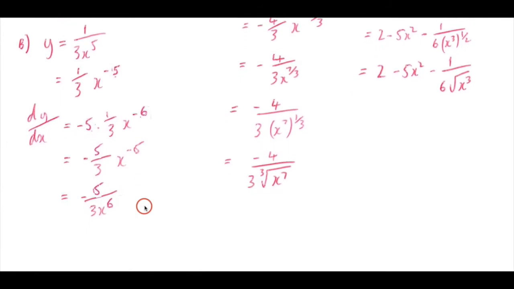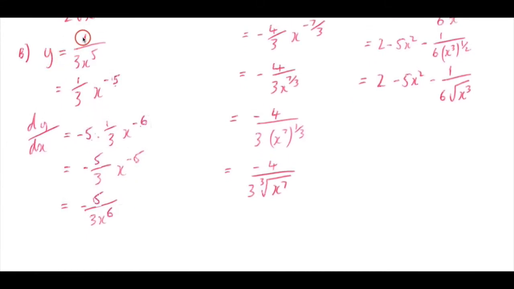Taking a look at B, y equals 1 over 3x to the power of 5. Again, I want to bring the x up originally so it's in a format that I can easily work out the derivative. So I can write it as being 1/3 multiplied by x to the power of -5. Working out the derivative, the power comes down, so I have -5 multiplied by 1/3 x to the power of -6. So I just subtract 1 away from the power. Multiplying through, I get -5 on 3 multiplied by x to the power of -6. And I can rewrite that as being -5 over 3x to the power of 6.